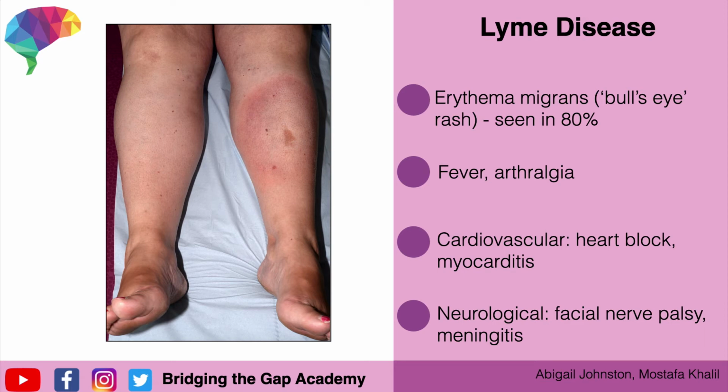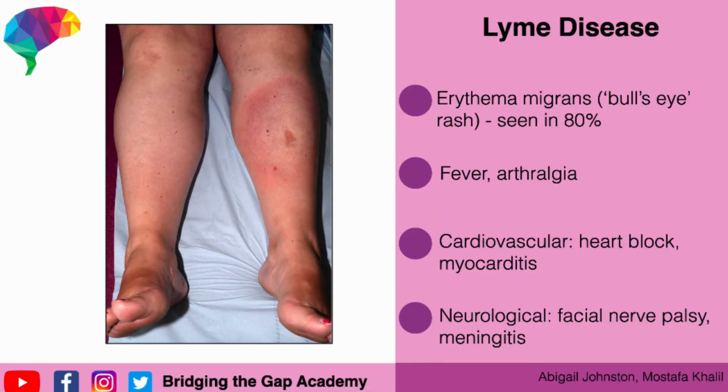With regards to the neurological complications, only 10% of untreated cases will have some kind of neurological symptom. In Europe, this is the second most common presentation after erythema migrans. Now, neurological things that we may see can be facial nerve palsies and meningitis. Moving on further to cardiovascular complications. Now, this is actually quite rare in the UK, but patients may experience myopericarditis or heart block, which obviously is something that's extremely serious.